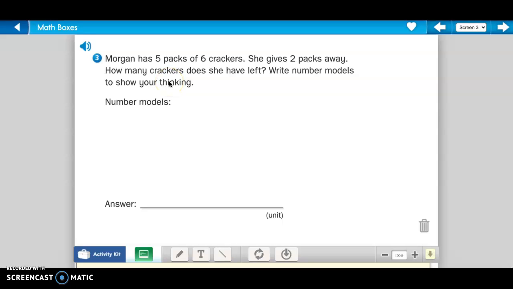Okay, finish your math boxes today and send a picture to your teacher.